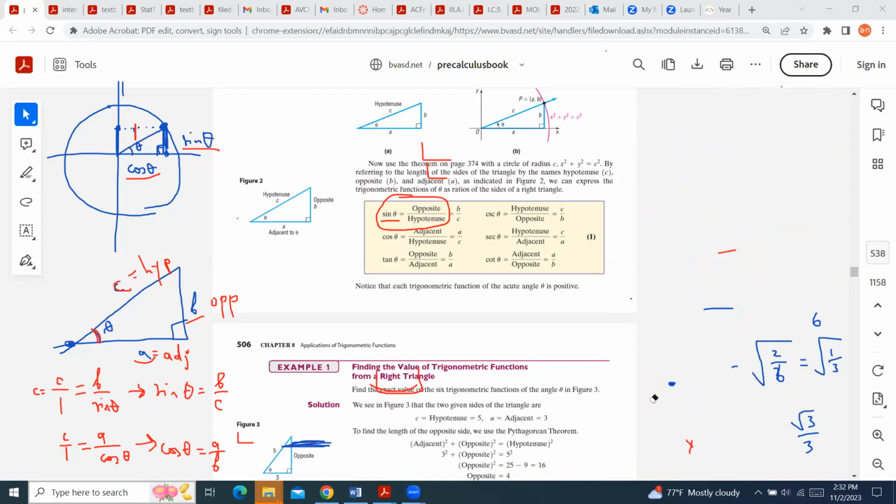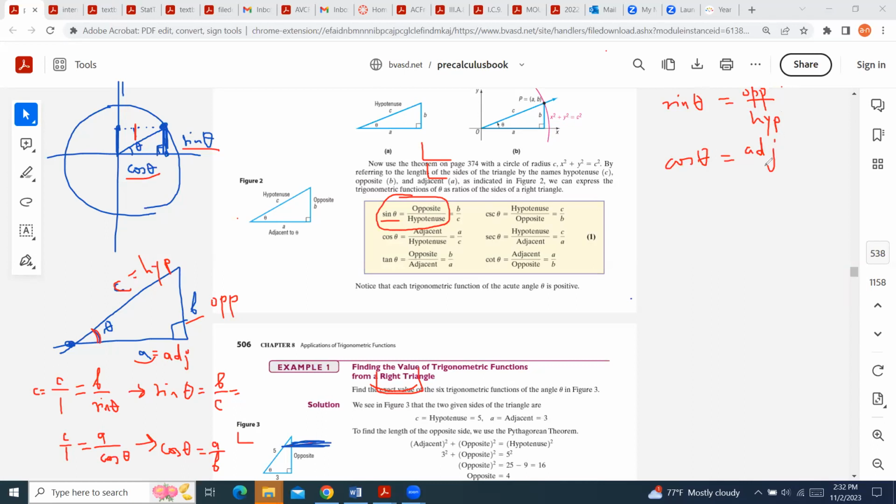You want to actually get yourself the little ideas of, instead of B, I have the opposite side to the angle. So sine is opposite over hypotenuse. And instead of cosine theta, I have adjacent side over hypotenuse.